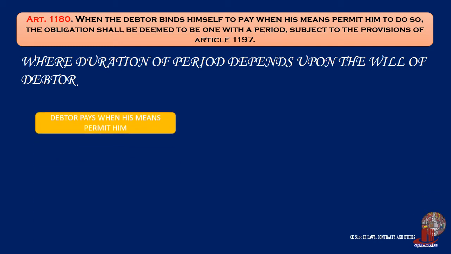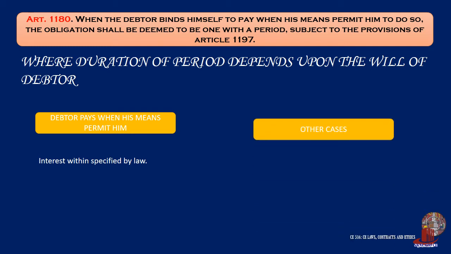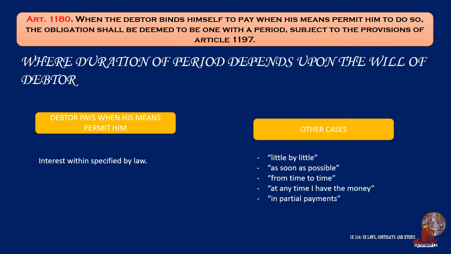First, the debtor promises to pay when his means permit him to do so. That obligation shall be deemed to be one with a period. In this case, what depends upon the debtor's will is not whether he should pay or not, for indeed he binds himself to pay. What is left only to his will is the duration of the period. The other would be other cases, like little by little, as soon as possible, from time to time, at any time I have the money, in partial payments, or when I am in the position to pay. Obligations with a period would be discussed in the next sections.